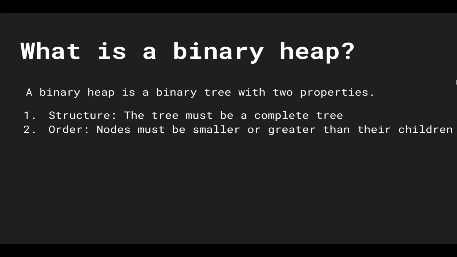A binary heap is a binary tree with only two properties. If these two invariants hold, then we have a binary heap. The first property that must hold is the structure property, and this means the tree must be a complete tree. We'll get into that in the next slide. The second property that must hold is the order property, and nodes must be smaller or greater than all of their children, depending on if it's a min or max heap.